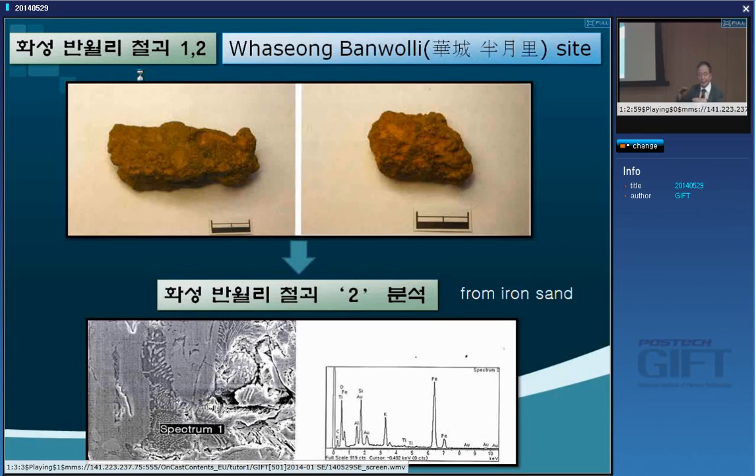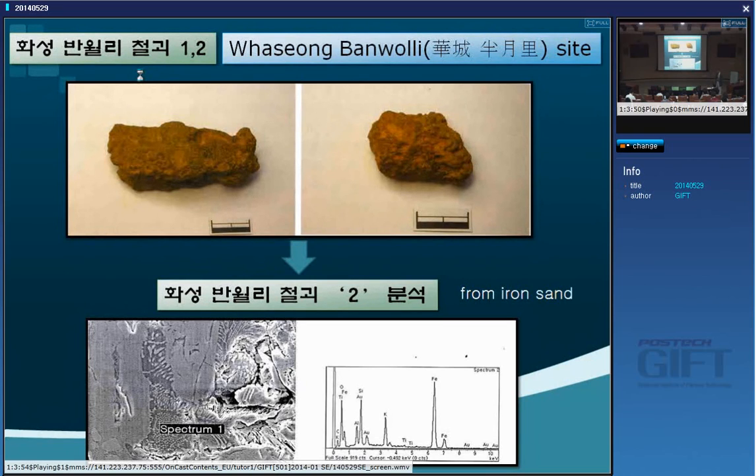And how do we distinguish iron sand from iron ore? How can we distinguish? Let's see these EDS results. What element means iron sand, do you know? This titanium. Titanium is involved in iron sand, not in iron ore. Many titanium phases are found. Very interesting.